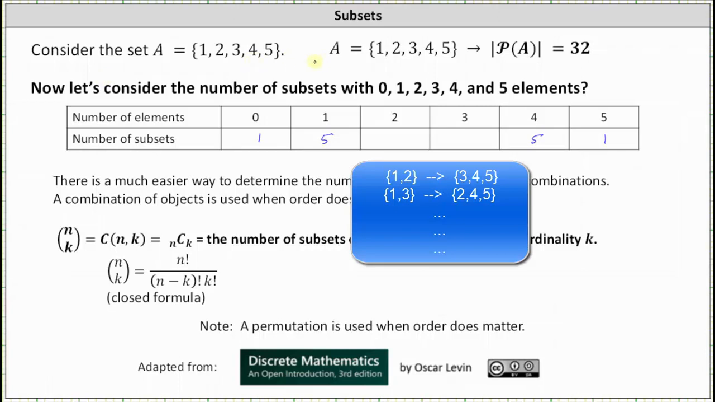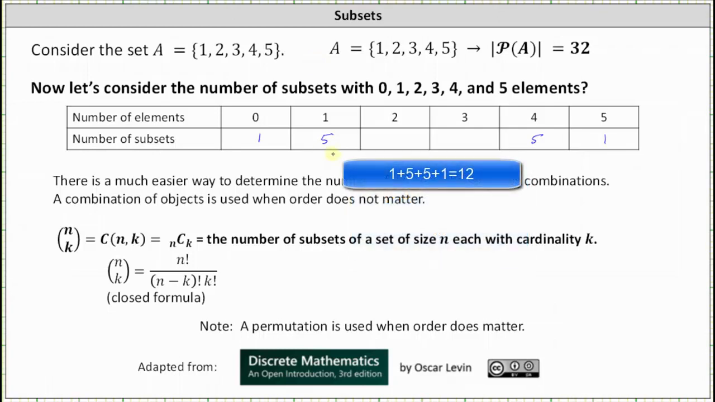So notice so far we've counted 6 plus 6 or 12 subsets. And because we know we have a total of 32 subsets, 32 minus 12 is 20. 20 divided by 2 is 10, which leaves us 10 subsets with 2 elements and 10 subsets with 3 elements.